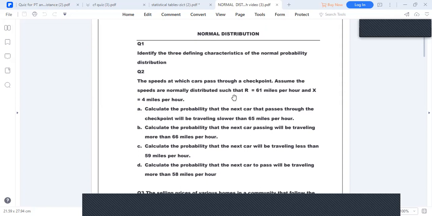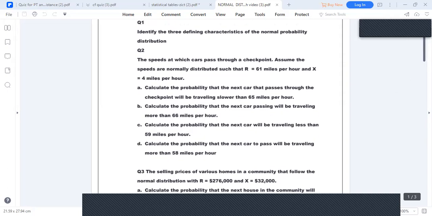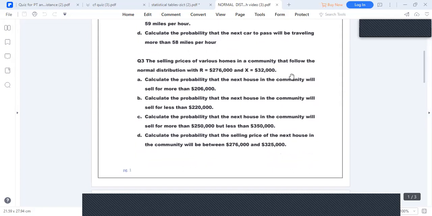Okay, then X is equal to 4 miles per hour. Let me look at the second one first of all. Question number 3. The selling prices of homes in a community follow a normal distribution with mean 276 and standard deviation 32. What's the probability that the next house in the community will sell for more than 206? What's the probability that it will sell for less than 220?